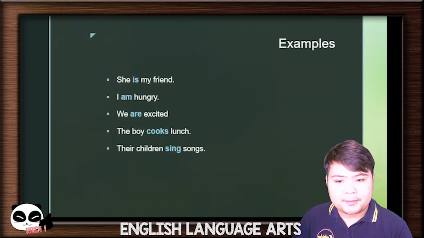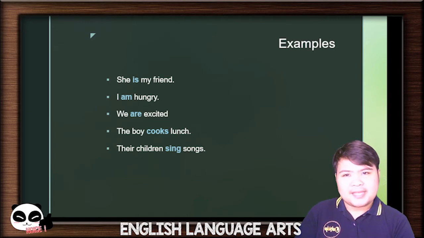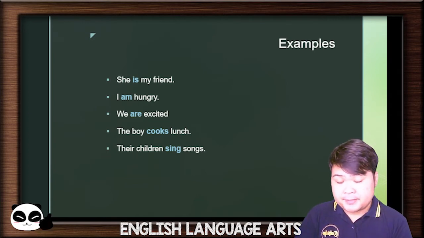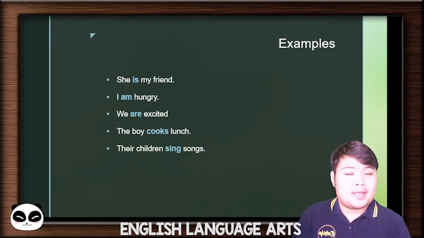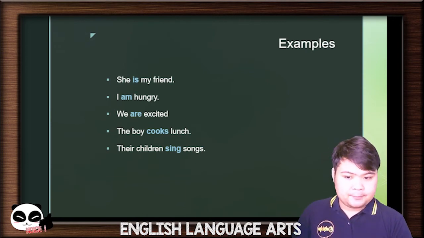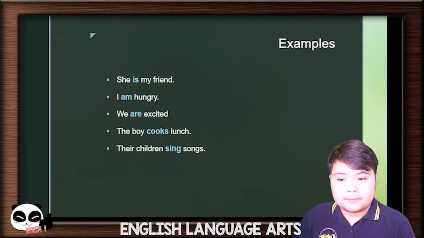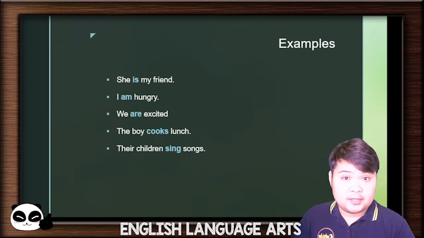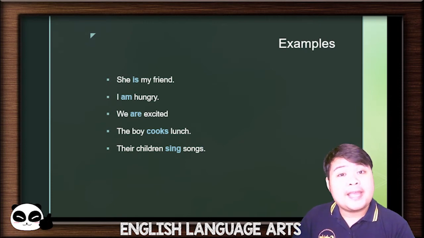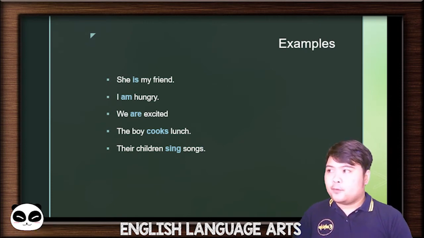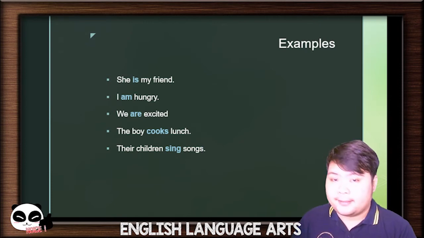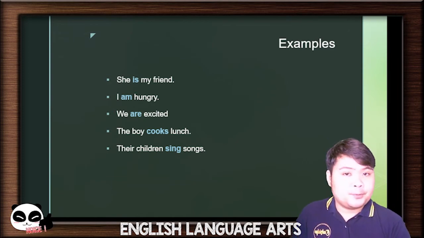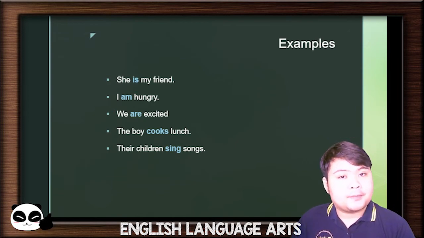I'll show you an example. Now, this S form works also for be verbs. Remember, your be verbs are is, are, am. In the present, you have is, are, and am. Here we have an example. She is my friend. Is for singular. I am hungry. Am is for when you start with I. Right? We are excited. We there is plural, therefore you use the verb are.